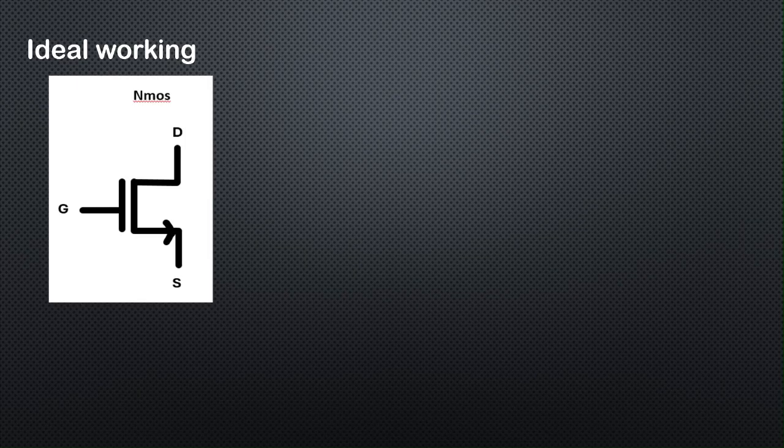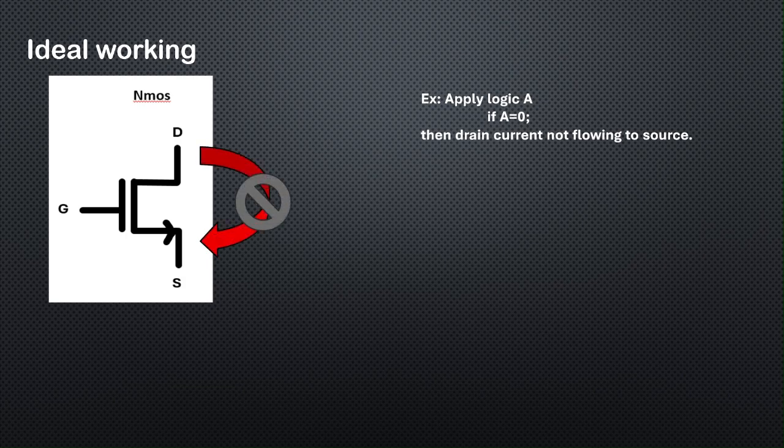Now, let's see how an NMOS transistor works. The NMOS turns ON or OFF depending on the signal applied to the gate terminal. First, let's consider the gate input A equals 0. In this case, the NMOS transistor is in the OFF state. So there is no connection between drain and source, and no current flows. It behaves like an open circuit.